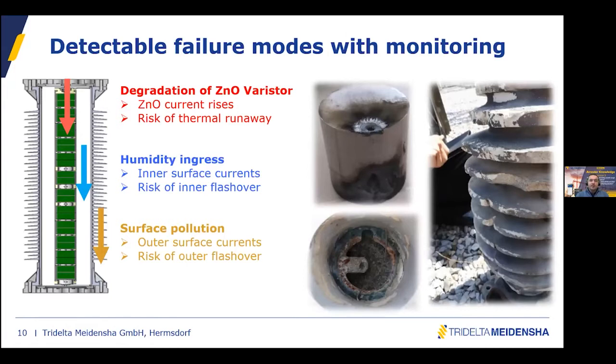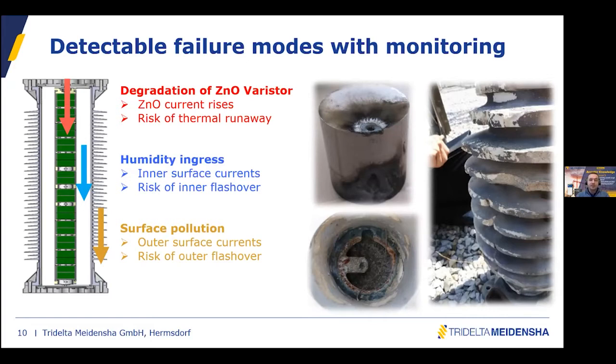Okay, so here's a summary of the failure modes which can be detected by the smartCOUNT. To summarize, degradation of zinc oxide varistors, where there is a risk of thermal runaway, and we are using the resistive current for that, because of the third harmonic method.